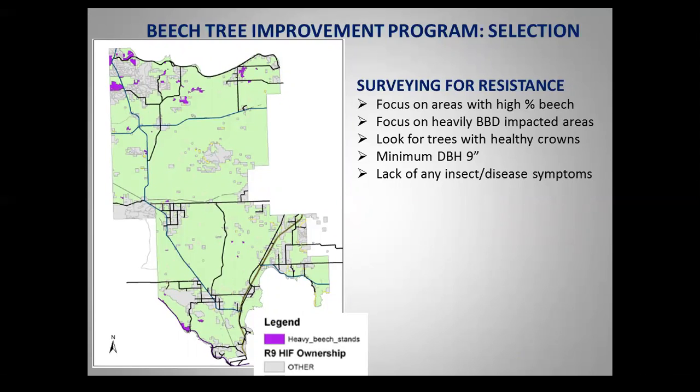And our cooperators will then survey these areas looking for trees that have healthy crowns. We focus on trees with a minimum diameter at breast height greater than 9 inches. And of course, we want to identify any that are lacking any insect or disease symptoms. And these would be our putative resistant trees.